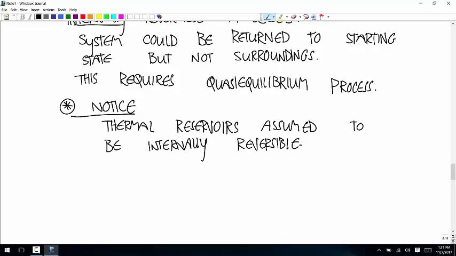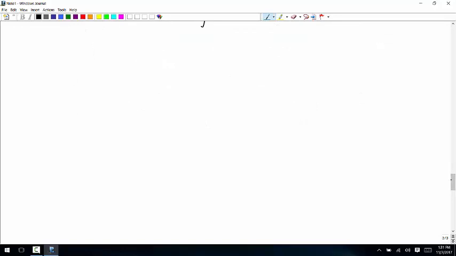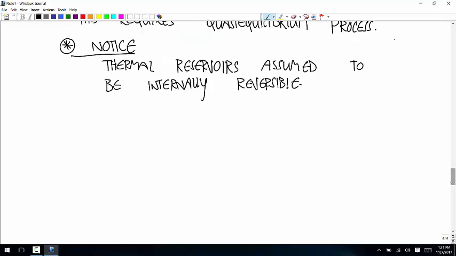Okay, so now with all this background stuff done, I'm going to give the mathematical version of the Kelvin-Planck statement. I go back and forth between Kelvin-Planck and Kelvin-Planck. What do you guys say? Planck?